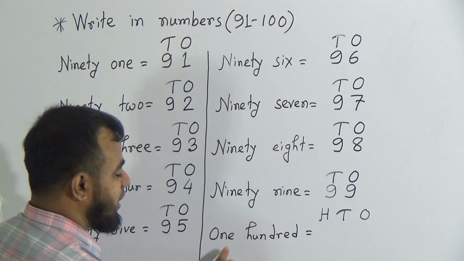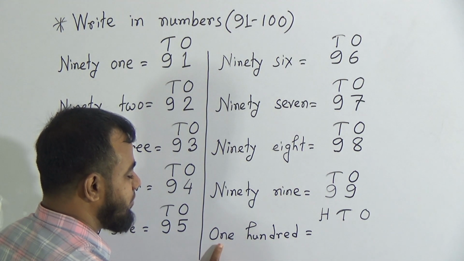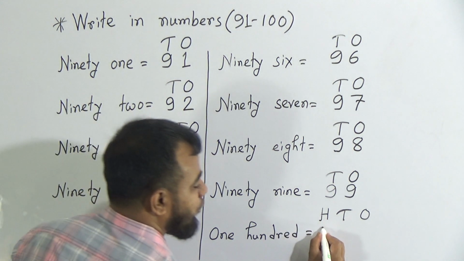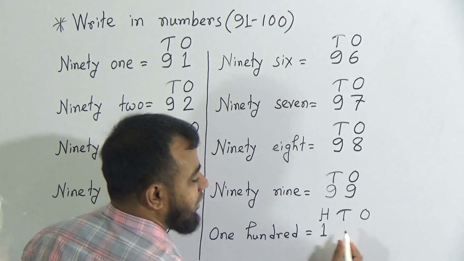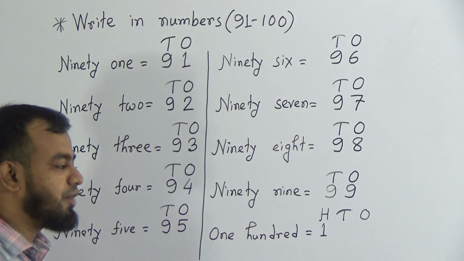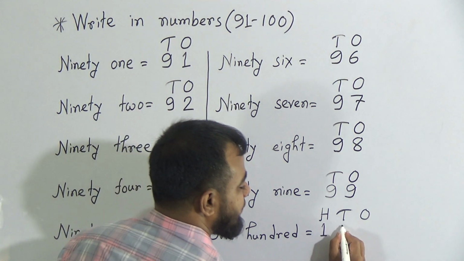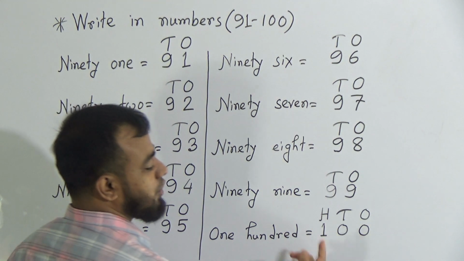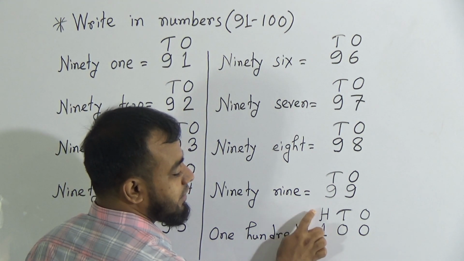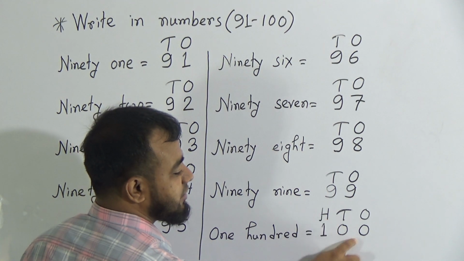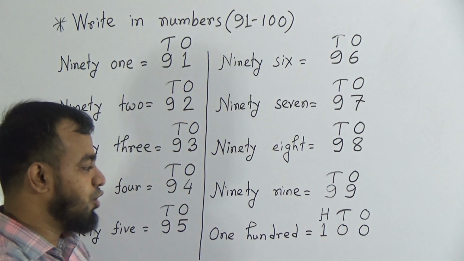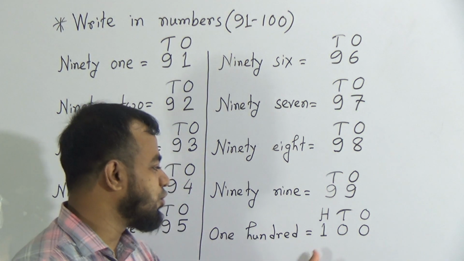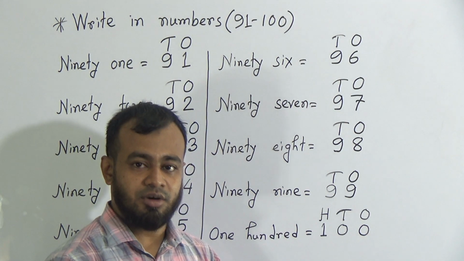Now, how many hundreds is it? It's 100. That means we must write down only 1 in the hundreds place. So write down 1 in the hundreds place, and the other 2 place values will be filled with the digit 0 as before. So it is 0 and 0. This makes 100. You can say 1 hundred, 0 tens and 0 ones makes the number 100, or 1 and 2 zeros makes the number 100. You can also say 100 makes the number 100.